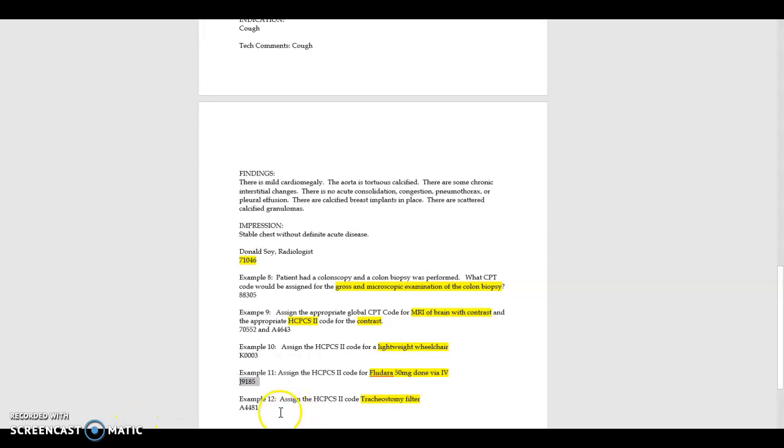And then the last thing is the HCPCS Level II code assignment for the tracheostomy filter. You're going to look up tracheostomy in the index in your HCPCS Level II book, and then there should be one that's specific to filter. So that's 84481. Great job.